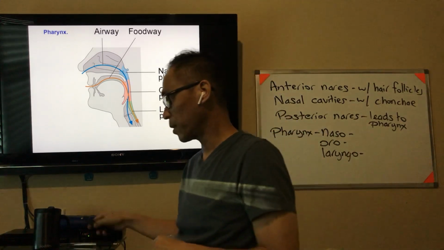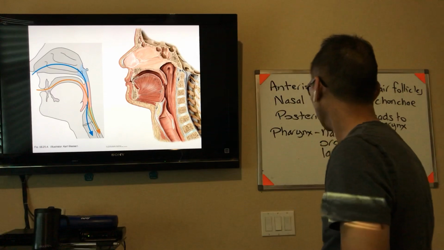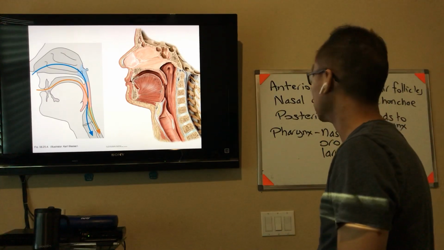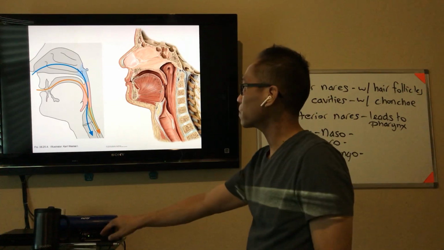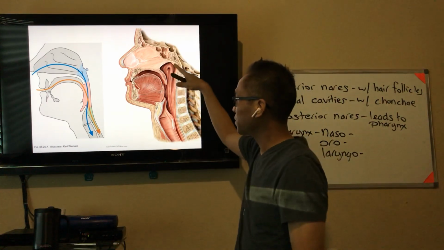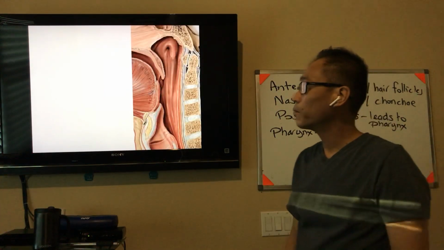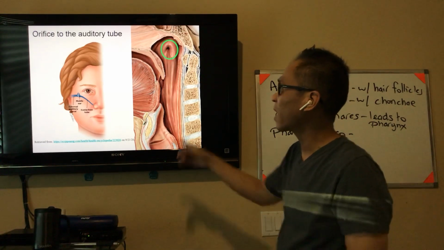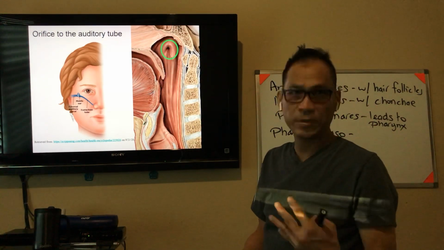Here's a more anatomically correct picture of the pharynx. It's a beautiful picture. Let's blow up this area, the pharynx right here, since that's what we're talking about. And right there, what I have circled in green is the orifice to the auditory tube.